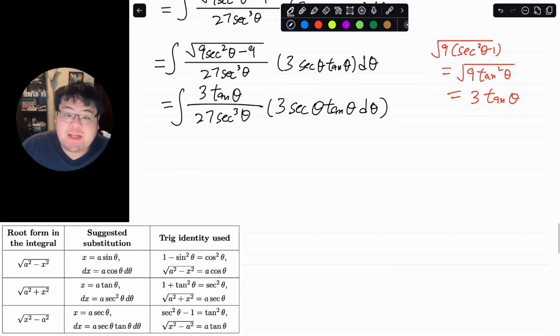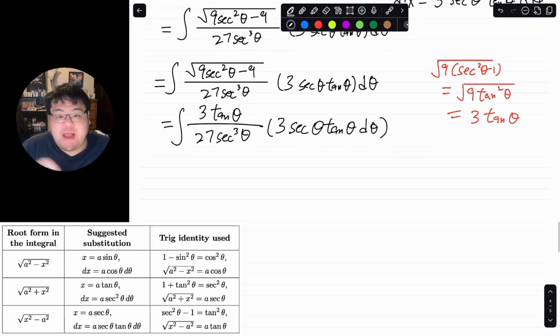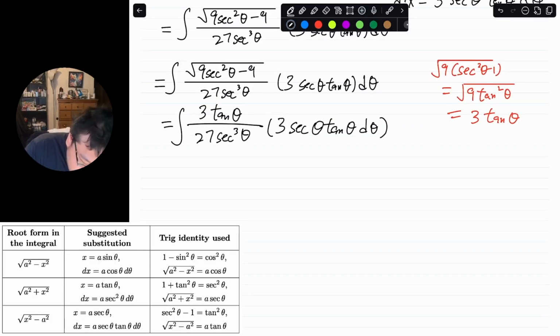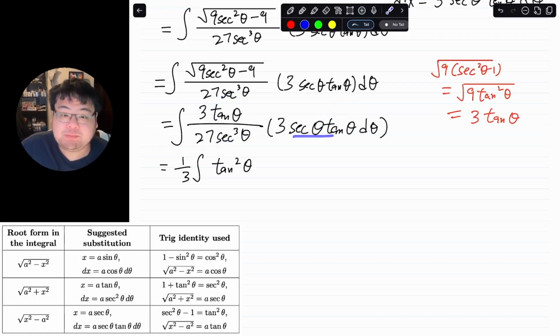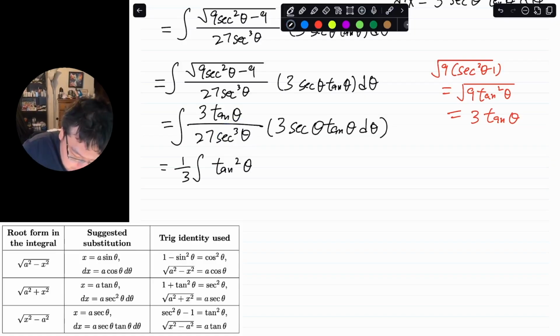So now let's try to handle the constant first. So 3 times 3 is 9. 9 divided by 27 is 1/3. And then we have 2 copies of tangent. So we have tangent squared theta, right? Tangent times tangent. And then we have secant cubed and then secant. But the secant cubed is in the denominator. So 1 copy is cancelled. So we have 1 over secant squared theta.